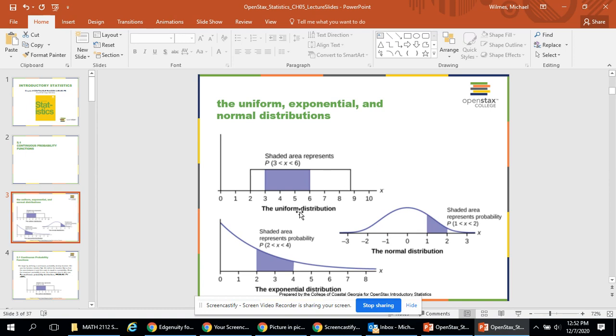First one's a uniform distribution. That's going to be a consistent probability between a range of values. So this would be something like rolling a singular die and having equal chances for all the different outcomes.